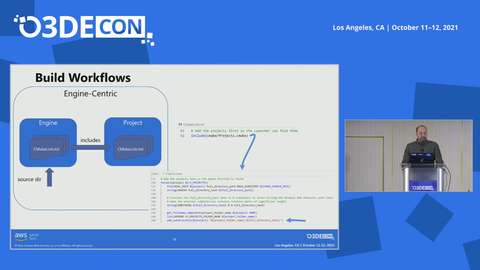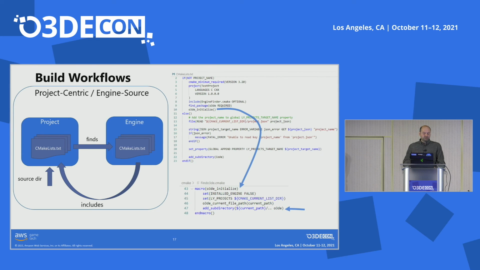Yesterday I talked about the different build workflows and how the engine ends up including the project. You can see this in the root CMakeLists file. There is an include of CMake/projects. Inside that file, you will see a foreach for every project in ly_projects, and the last line, line 146, is where it ends up including that project. Everything that we are doing is there in code in CMake, so you can just refer to it directly.